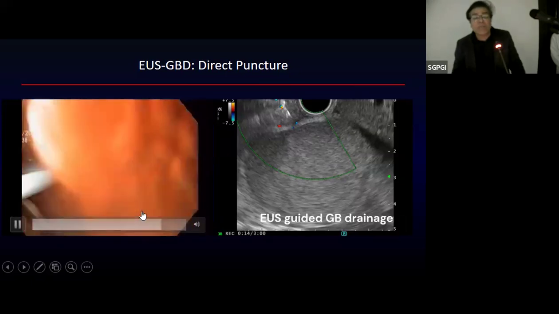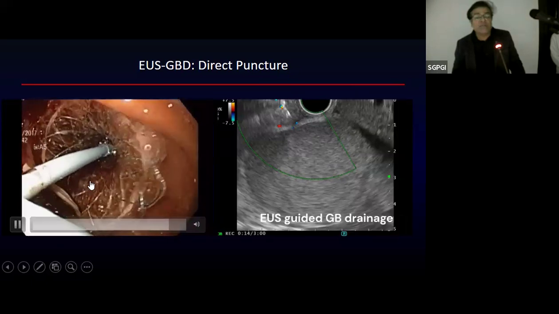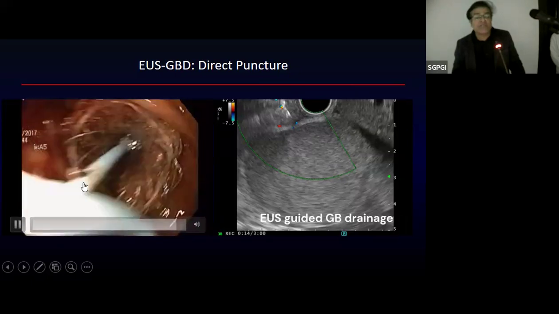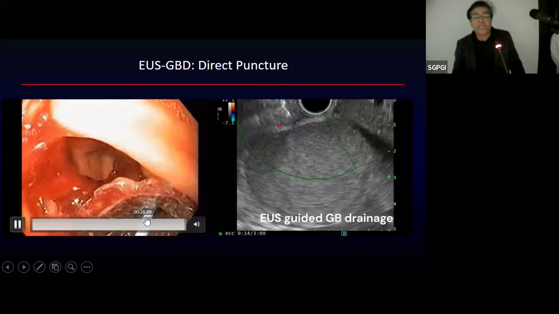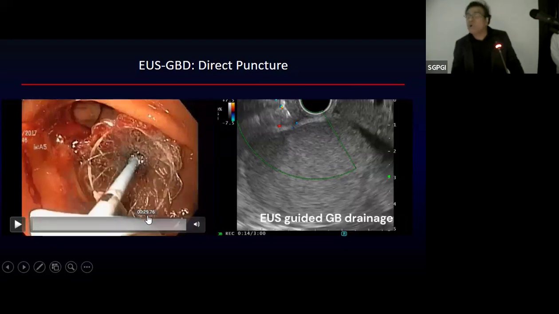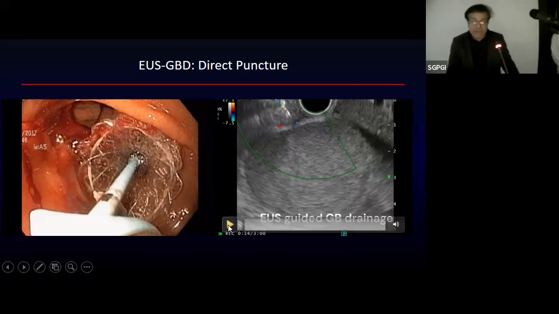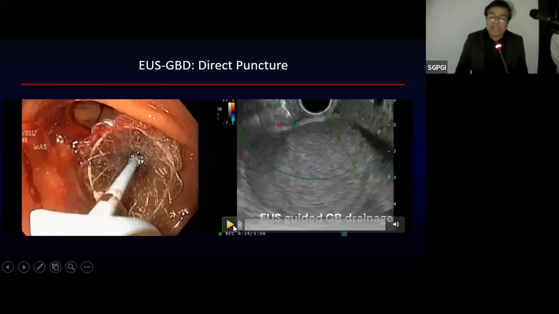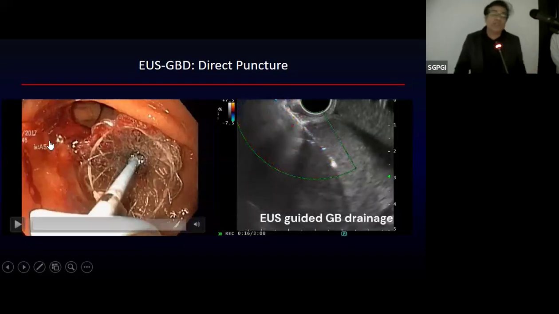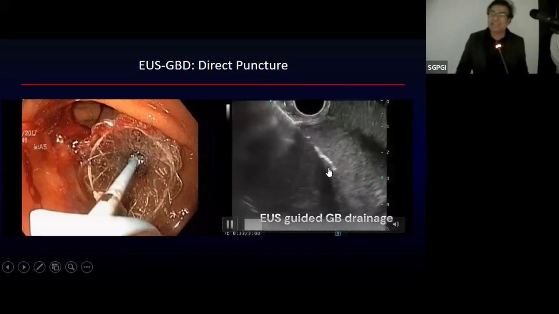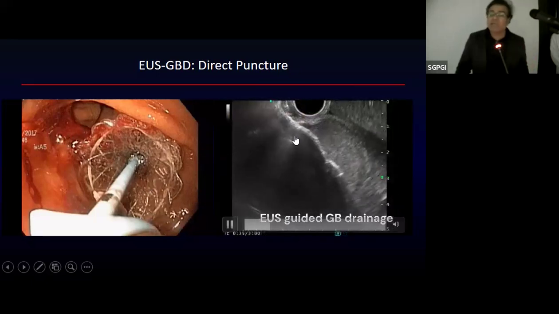This is the stent that is being deployed. This is again a case done in 2017. As you can see, we used to place a double pigtail stent across this metal stent just to ensure that the stent does not migrate. The other technique is known as the direct puncture technique. This is the technique that we use now, because in 2017 this stent had just come out and was not available at that point of time.